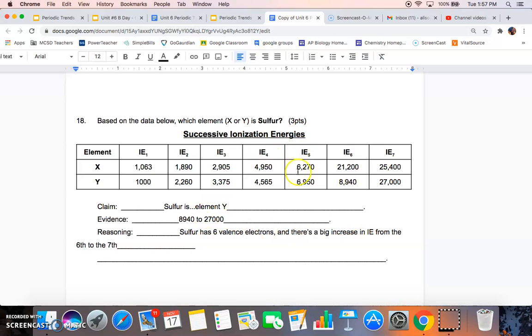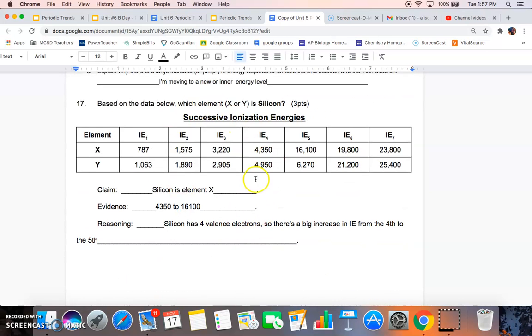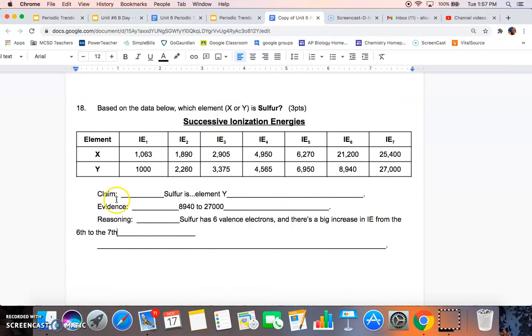So that tells me that I've gone through 6 valence electrons, which were pretty easy to remove in the grand scheme of things, and then I had to move into a new energy level where it got a lot harder. All right, but you're just looking for at what point is that big jump in energy, and how many valence electrons do you have? And then it's pretty easy to figure out this kind of problem. But that is your whole periodic trends review guide.